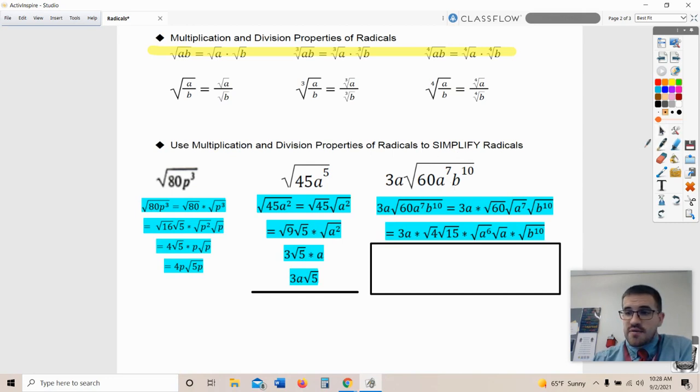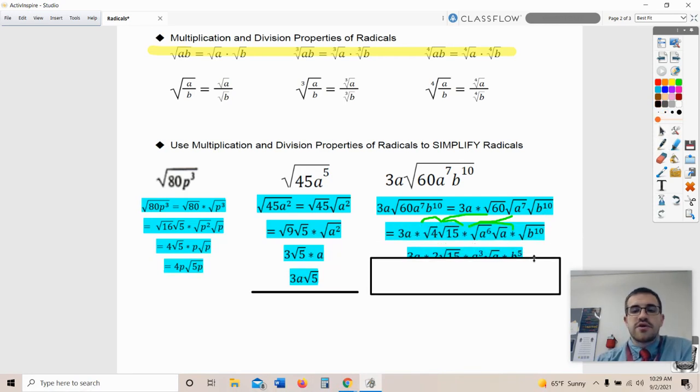So 60 breaks down into 4 root 15. A to the 7th breaks down to a to the 6th times a. And b to the 10th is even, so the square root of b to the 10th is also going to be even. Then you continue your next step.